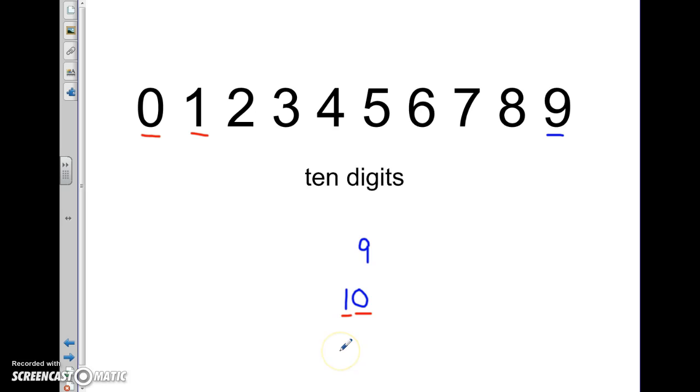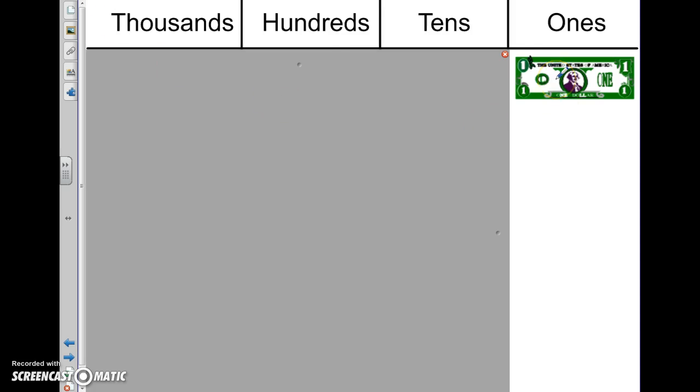What makes a 10 different from, say, this number? It has the same digits, right? 1 and a 0, 1 and a 0. But what makes them different is their placement. This is in the 1's place, and this is in the 0's place. So this number, even though it has the same digits, because the location of those digits makes it a completely different value. This is worth 10, this is worth 1. What would you rather have, $1 or $10? So we're going to look at that by looking at money.